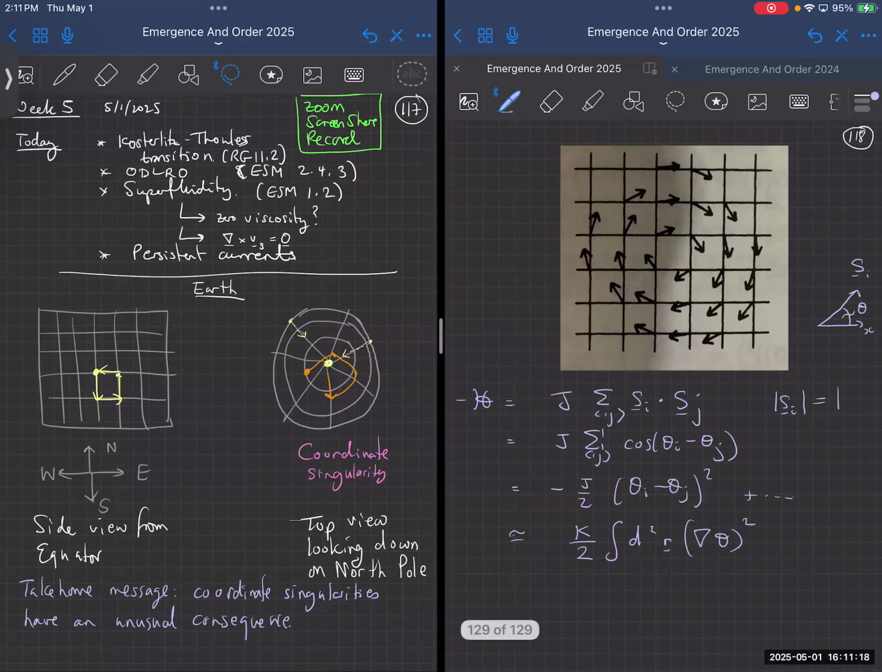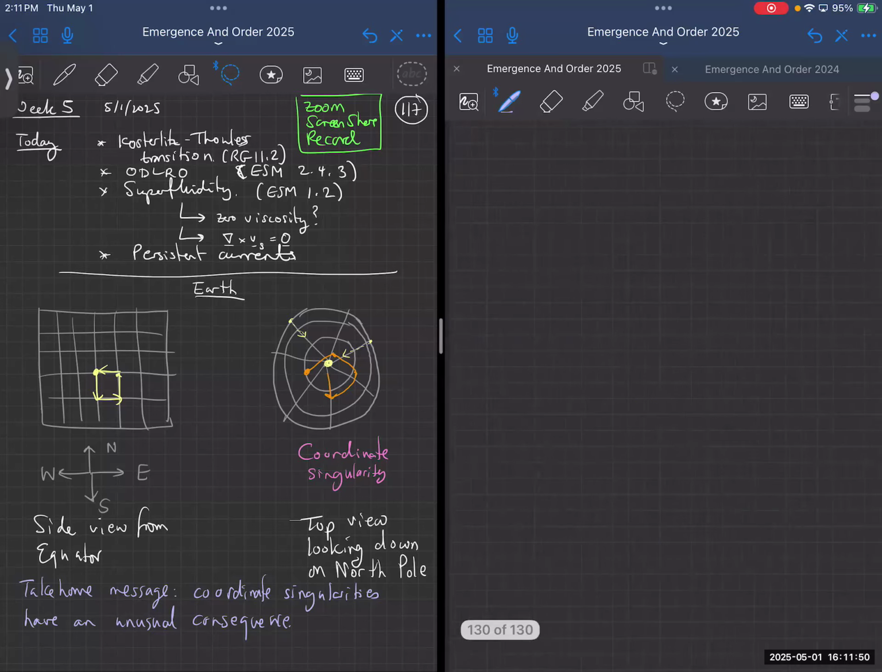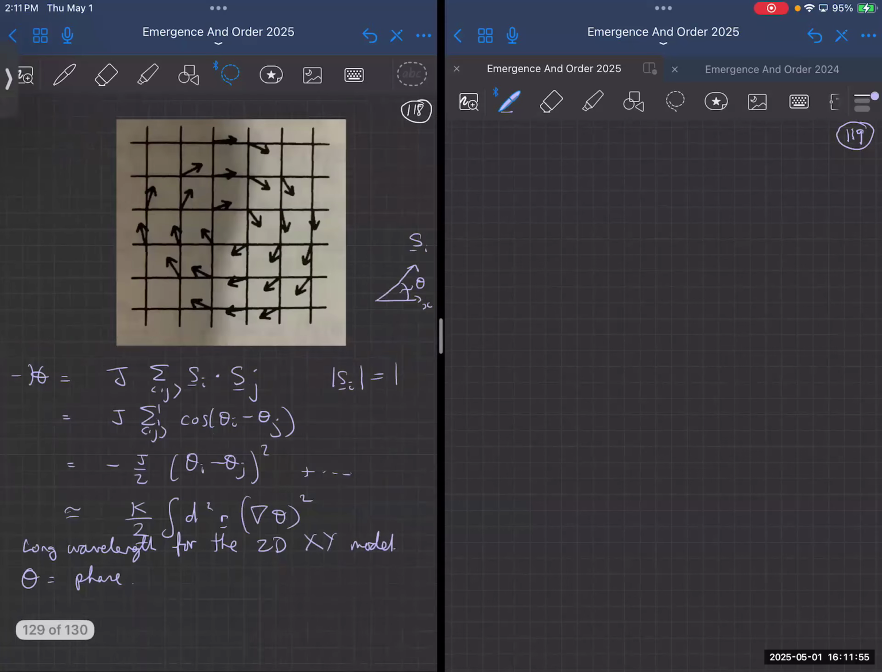And so this is a long wavelength Hamiltonian for the 2D XY model. And theta here is the phase, okay? So that's the important thing. So in the next homework that you get, I think I had this as an optional question in the last homework, and it'll be a real question in the next one. Let me just walk you through a different perspective, so we can derive this in a different way.